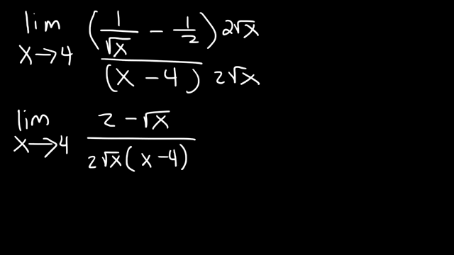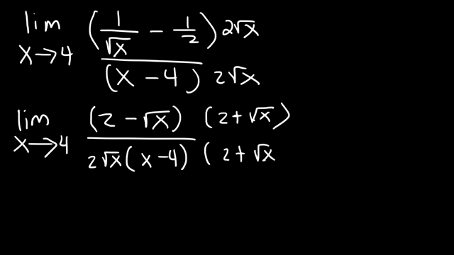Now my next step is to multiply the top and the bottom by the conjugate of the radical expression. That is by 2 plus square root x. I'm only going to FOIL the top part, not the bottom. So we have 2 times 2, which is 4.